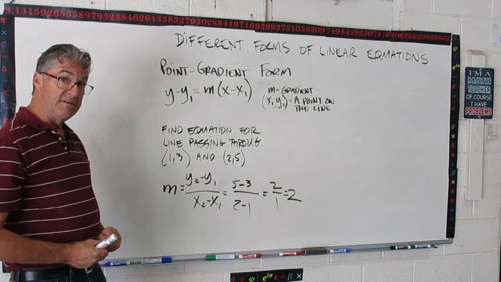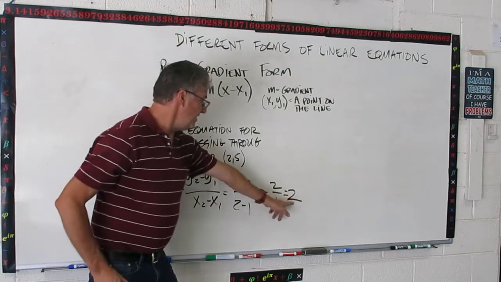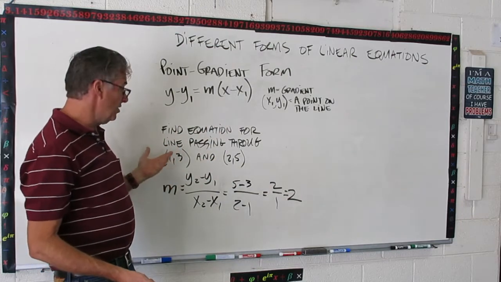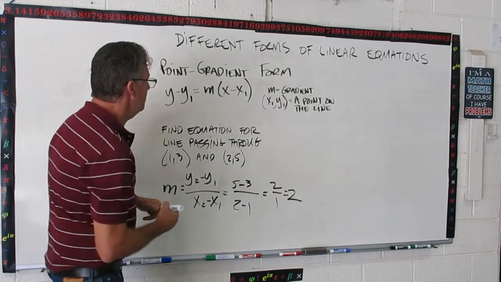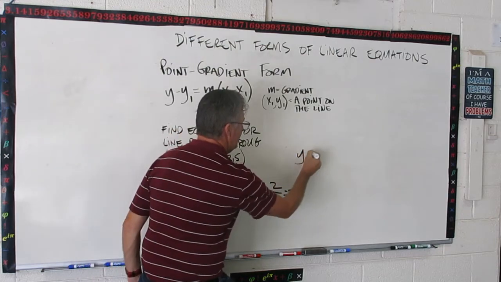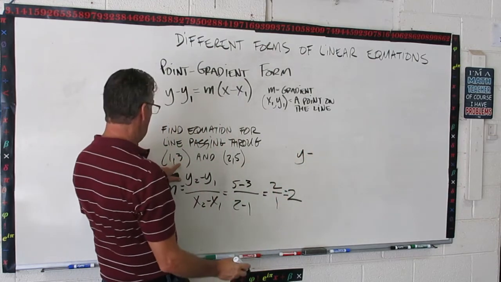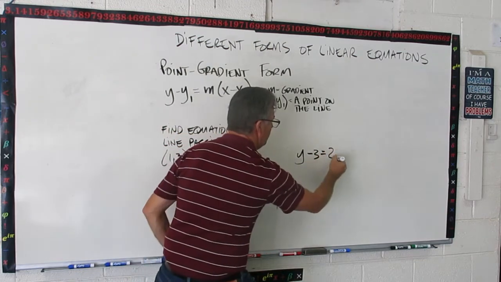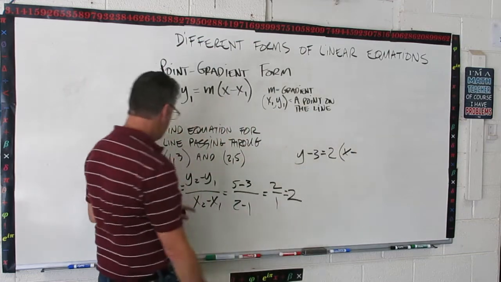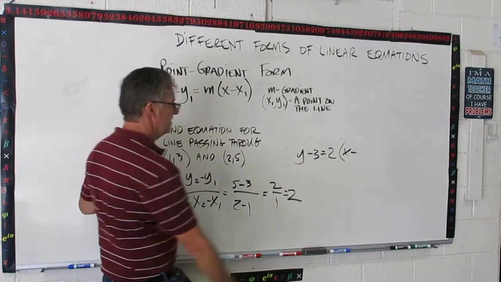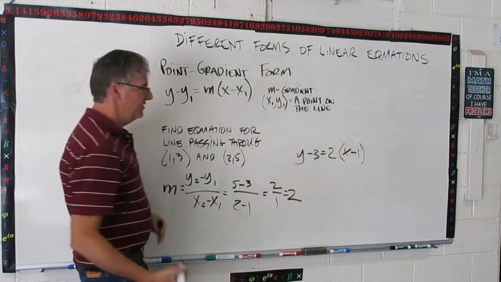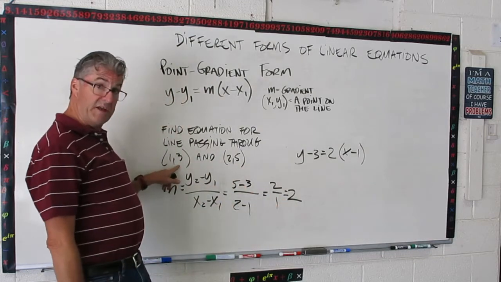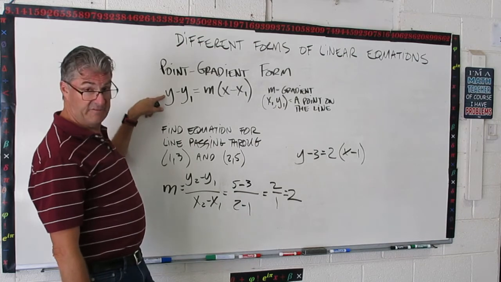Okay, let's see how you did. I'm going to use my gradient here. I can pick either point and it's going to work just fine. I'm going to pick this one. So what we have is y minus y1, which is 3, equals my slope, which is 2, times x minus x1, which is the 1. Like that. So there's my plug-in step with the gradient that I found, using this point-gradient format.